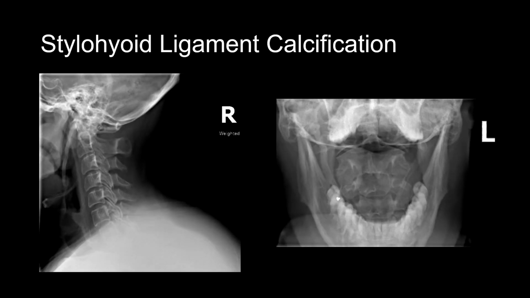Here are two examples of stylohyoid ligament calcification. On the left, we have this long bone appearing in front of the cervical spine. This would be that stylohyoid ligament calcification, and it's connecting to the hyoid bone here. On the AP open mouth view over here on the right, we can see this bone coming down in front, which would also correspond to stylohyoid ligament calcification. Now, with the Eagle syndrome, that often leads to difficulty swallowing.